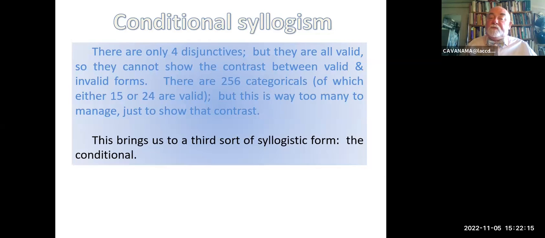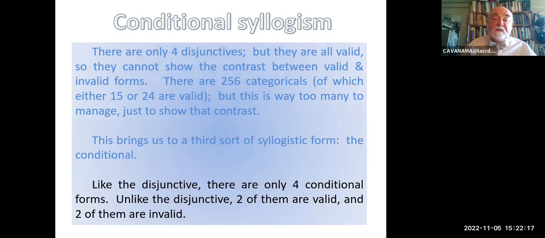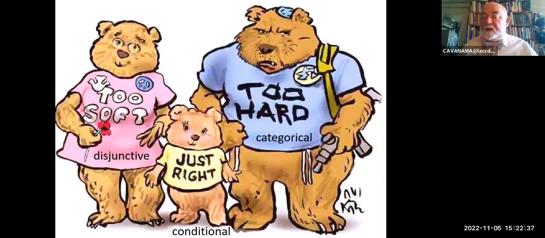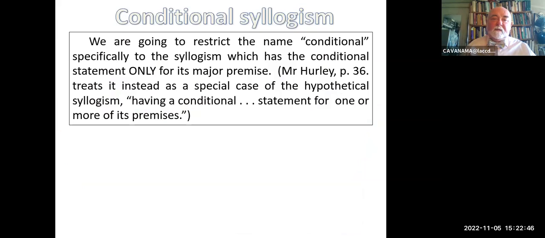So the third sort of syllogism, the conditional, can this help us out here? And yes, it can, because like the disjunctive, there are only 4 conditional forms, but unlike the disjunctive, only 2 of them are valid, and the other 2 are invalid. So here we can show with a fairly small number the difference between valid and invalid types. It's kind of like Goldilocks and the 3 bears. The disjunctive is too soft, the categorical is too hard, but the conditional is just right.